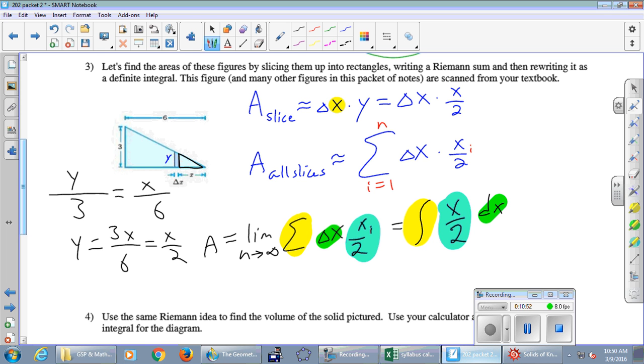The only thing we need to do is account for the values. Think about this slice sweeping from left to right. How much is x at the far right? 0. And how much is x at the far left? 6. So this is just an integral from 0 to 6.